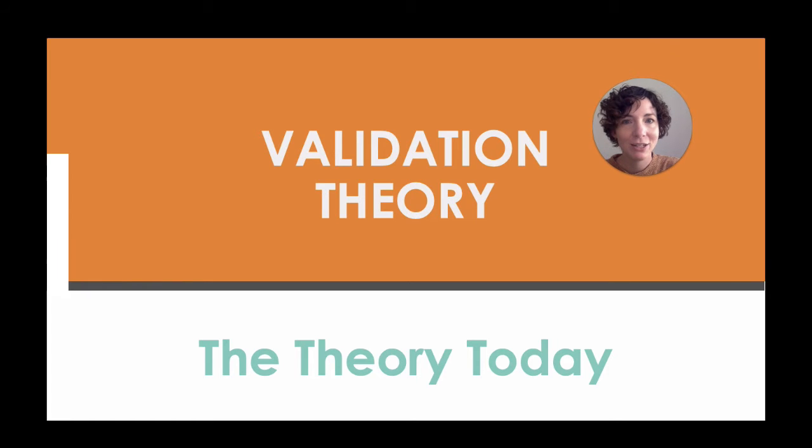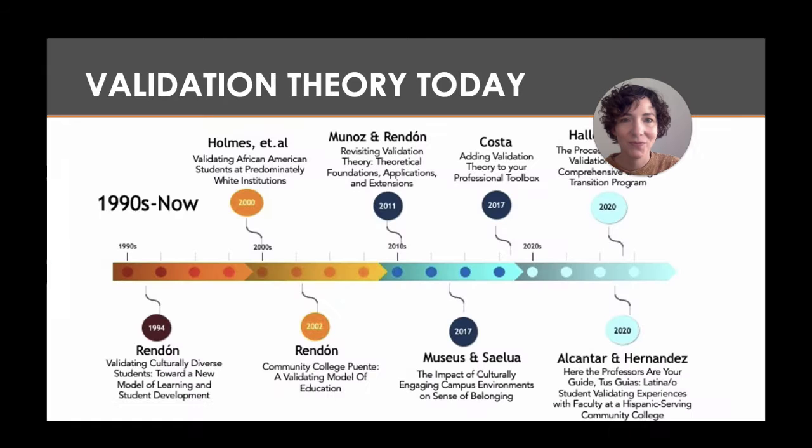So how is validation theory used today? Since Rendón published her article in 1994, validation theory has been studied and applied to various contexts and groups in higher education. We can see in this limited timeline of other scholarly applications of validation theory, researchers like Holmes in 2002 used this framework to better understand the experiences of African American students in predominantly white institutions and develop a model for positive learning experiences that can be adapted to meet the needs of other minority students in higher education.